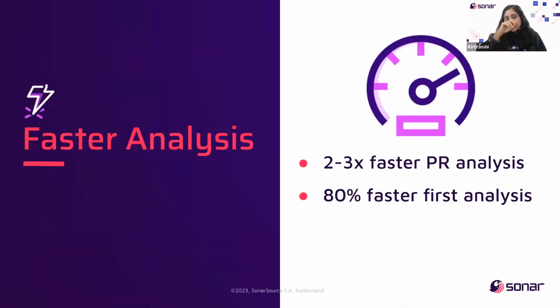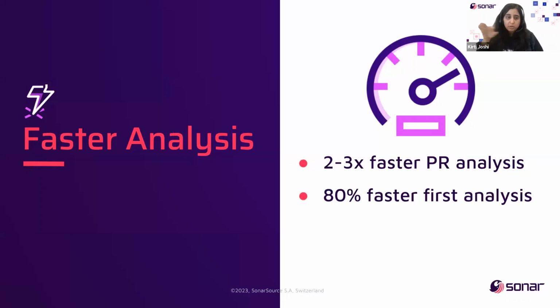So let's talk a little bit about speed of analysis. We've made two big improvements. We focused on two main things in this category. First is faster pull request analysis. And then the second thing is faster first analysis on your branches for Git-based projects. So in 8.9 for pull requests, we were analyzing all the files in your project, even if you changed a few of them. And so in 9.9, particularly, we've made analysis more efficient.